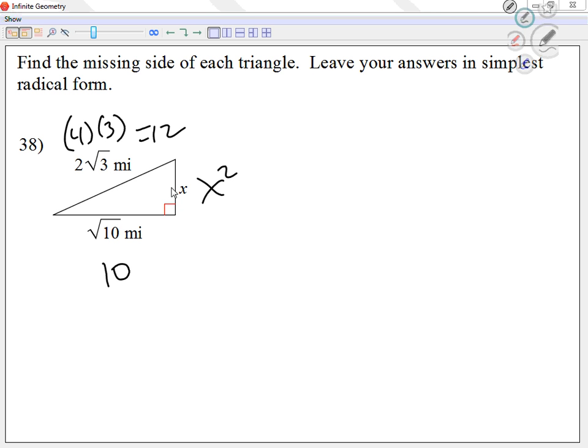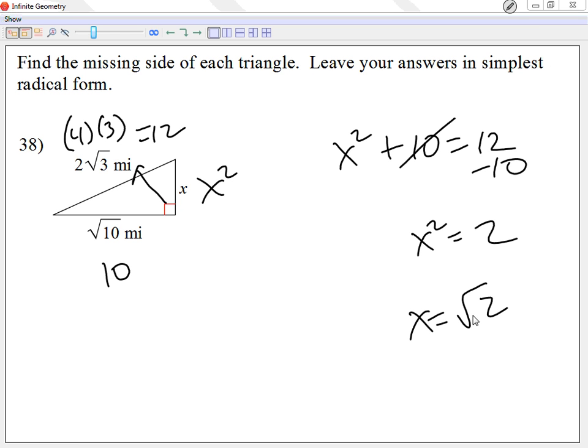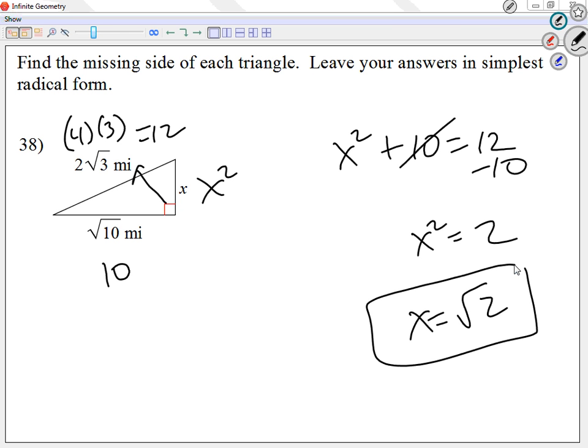So now, I know my hypotenuse is opposite from my 90. That's my c. So let me write this as x squared plus 10 is equal to 12. I'm not going to square them again. I already did. My plus 10, let me move it to this side as a minus 10. So I get that x squared is equal to 2. So that means that x is the square root of 2. That cannot be simplified anymore. So that's it.